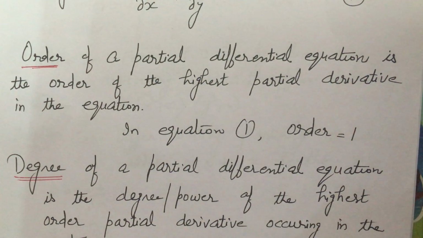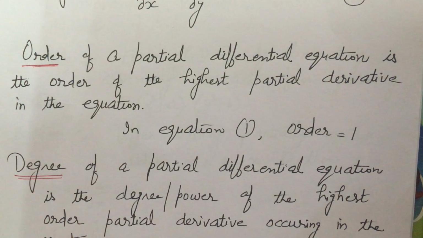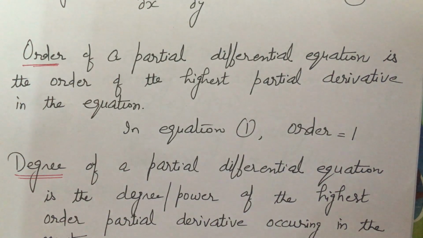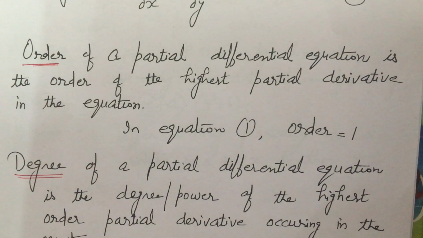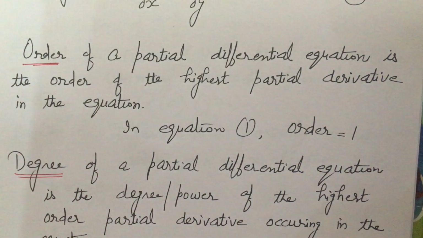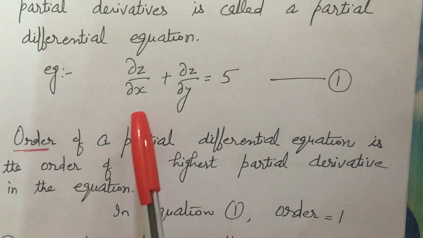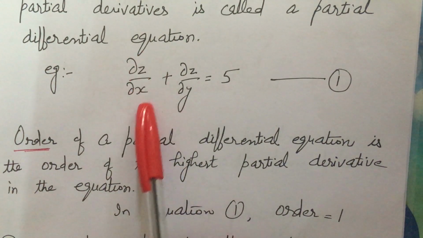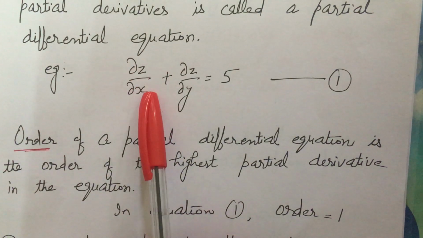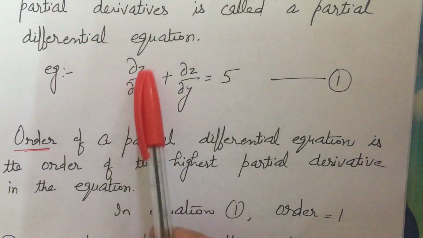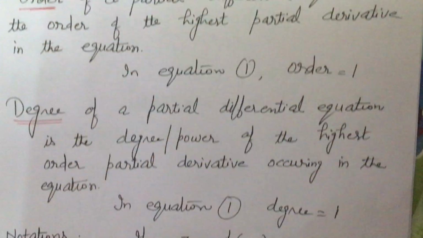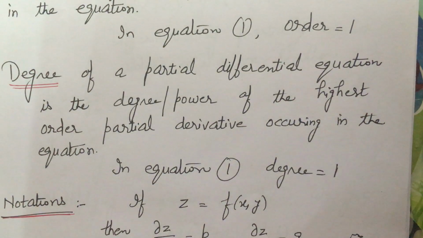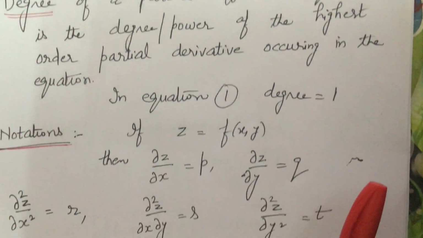Next is the degree of a partial differential equation. The degree of a partial differential equation is the power of the highest order partial derivative occurring in that equation. In the example, the highest order derivative is first order, and the power of this term is again equal to 1. So we can say that the degree of this partial differential equation is equal to 1.